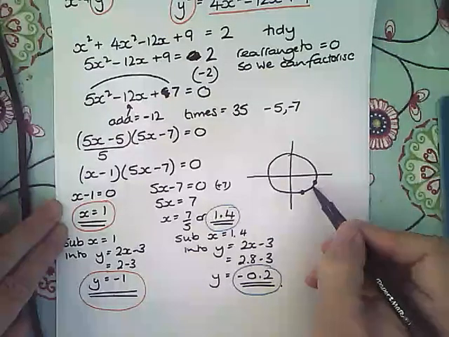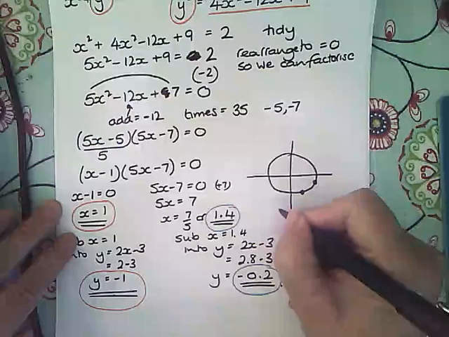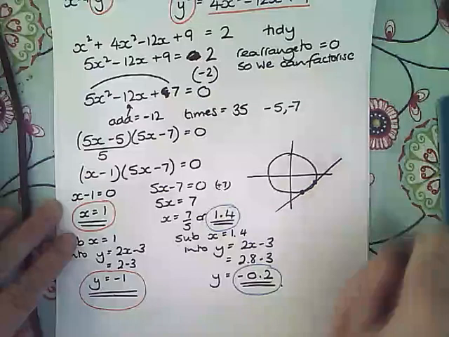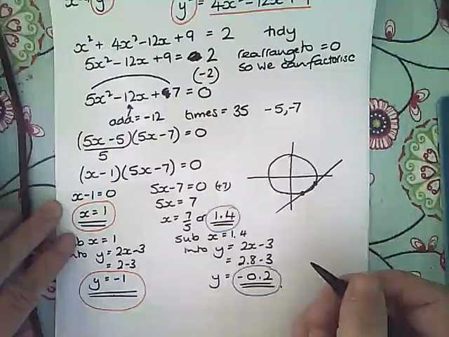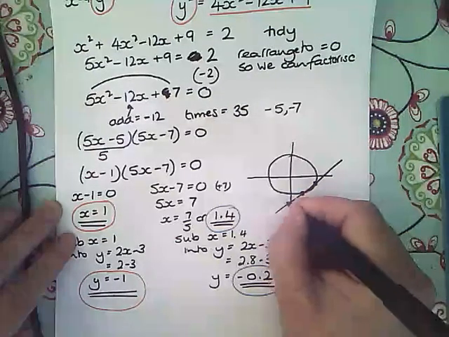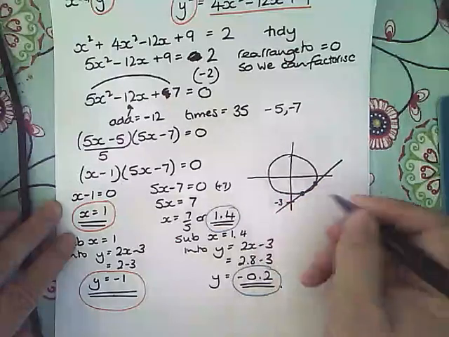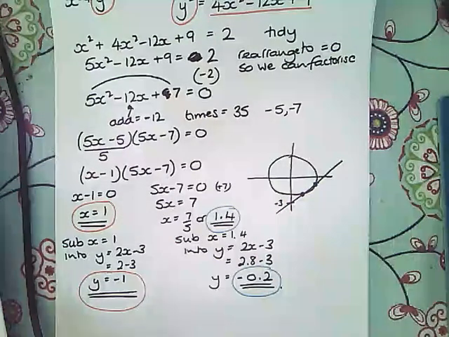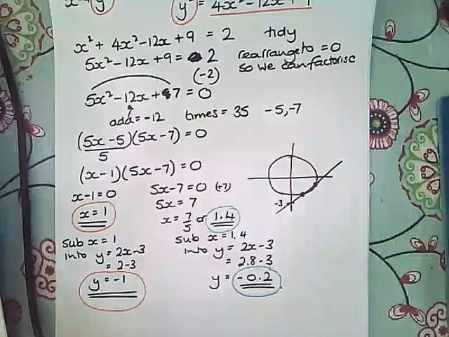1.4, minus 0.2. And then if we drew the line, y equals 2x minus 3, it goes through minus 3 and has a gradient of 2, and those are the 2 coordinates of the point of intersection of the circle and the line.